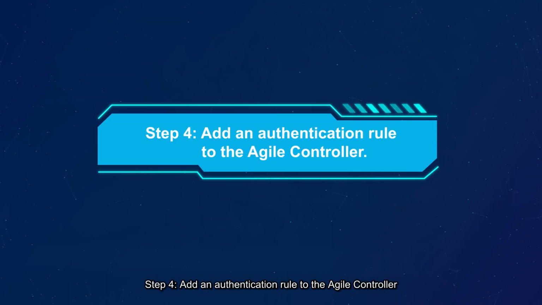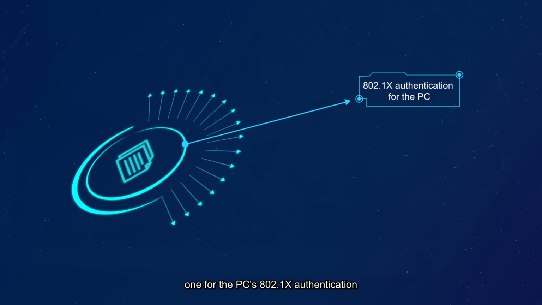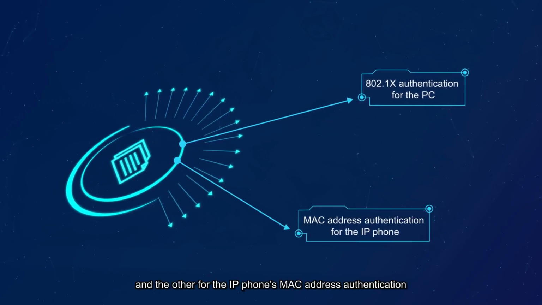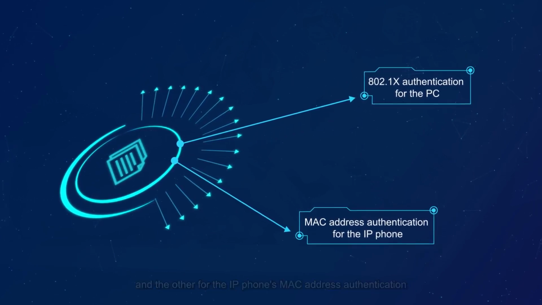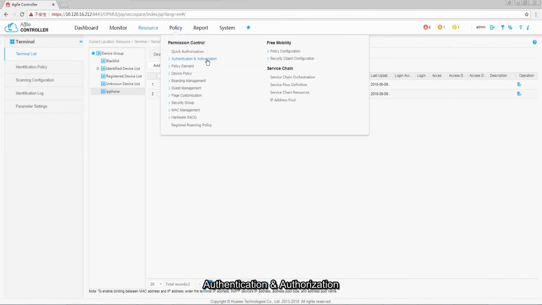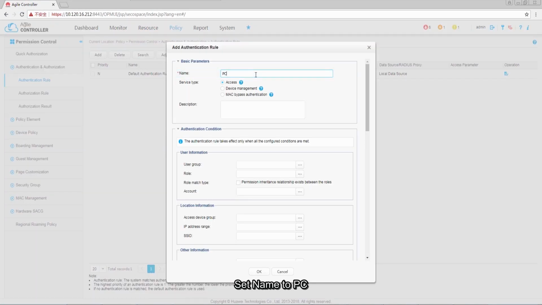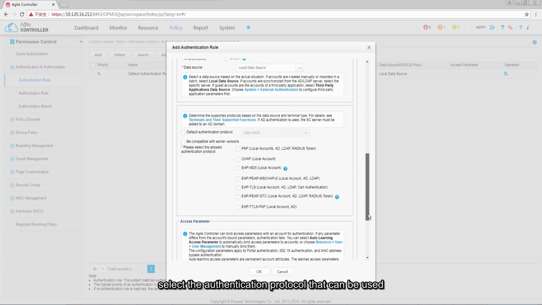Step 4. Add an authentication rule to the Agile Controller. 2 authentication rules need to be added. One for the PC's 802.1x authentication, and the other for the IP phone's MAC address authentication. First, add the PC authentication rule. Choose Policy, Permission Control, Authentication and Authorization, Authentication Rule, and click Add. Set name to PC, set service type to Access, and set user group to Root. In the authentication information, select the authentication protocol that can be used. Click OK to complete the configuration.